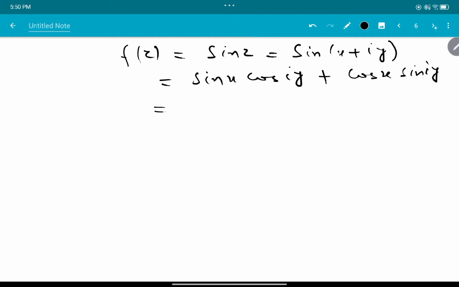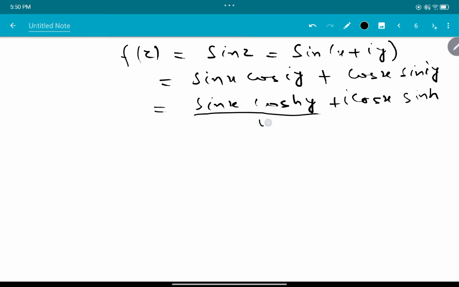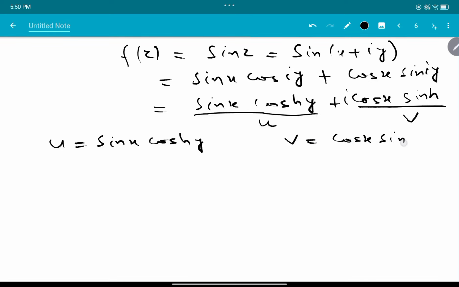Now using this, cos iy is equal to cosh y, and sine iy we found equal to i sinh y. So we have sine x cos y plus cos x, i sinh y. Now this is u and this is v. Therefore u is equal to sin x cosh y, and v is equal to cos x sinh y.